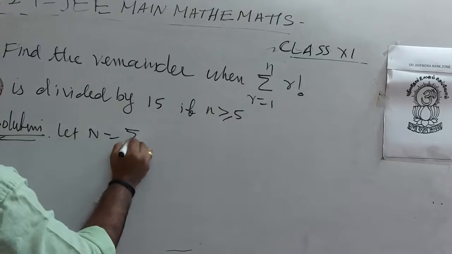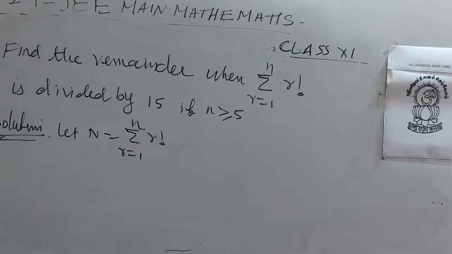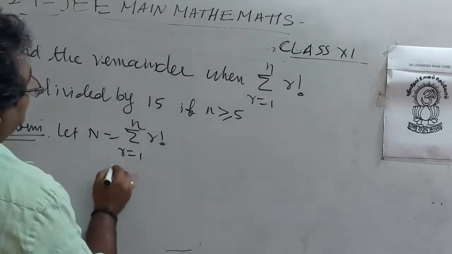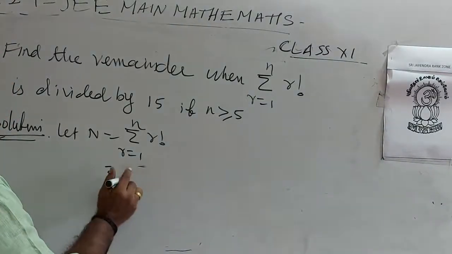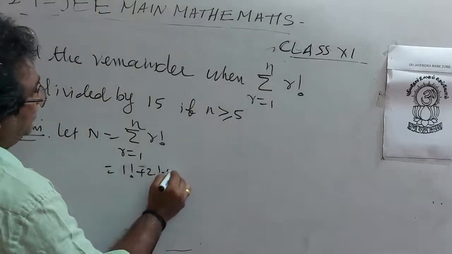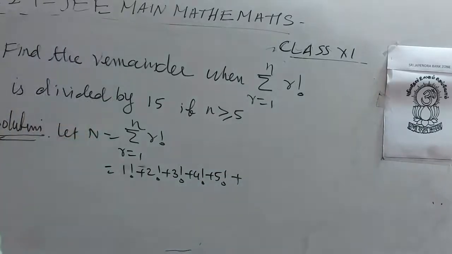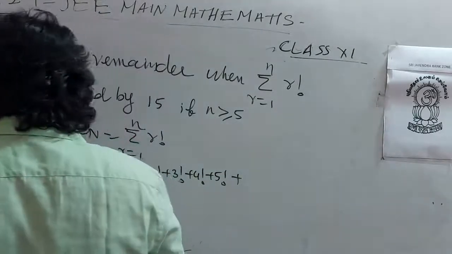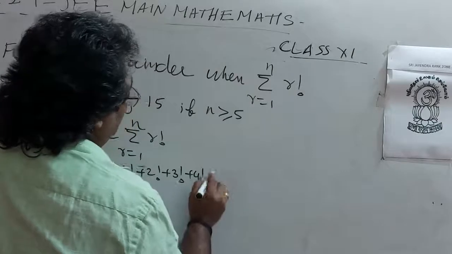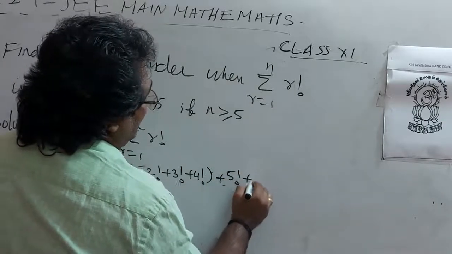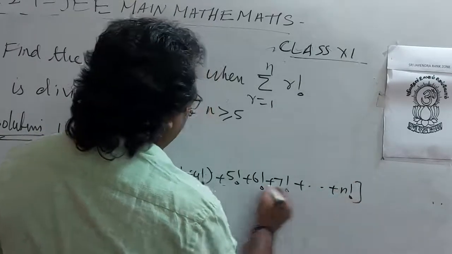Let n equal the sum of r factorial, r equal to 1 to n. That is 1 factorial plus 2 factorial plus 3 factorial plus 4 factorial plus 5 factorial plus 6 factorial plus 7 factorial up to n factorial.